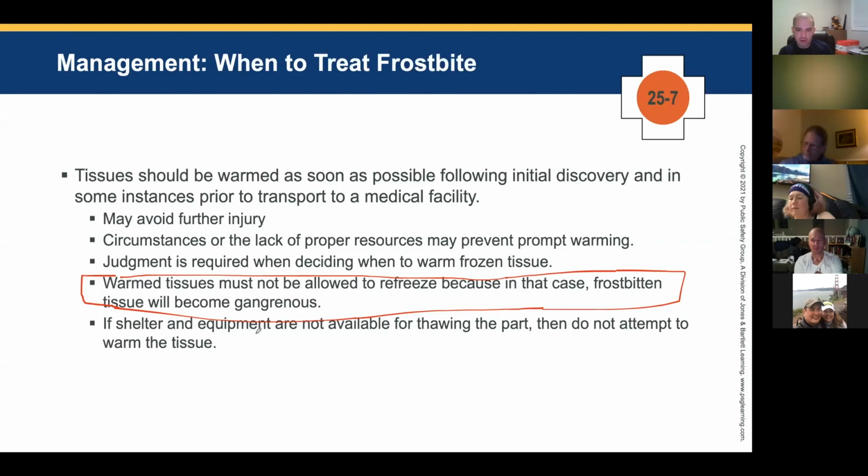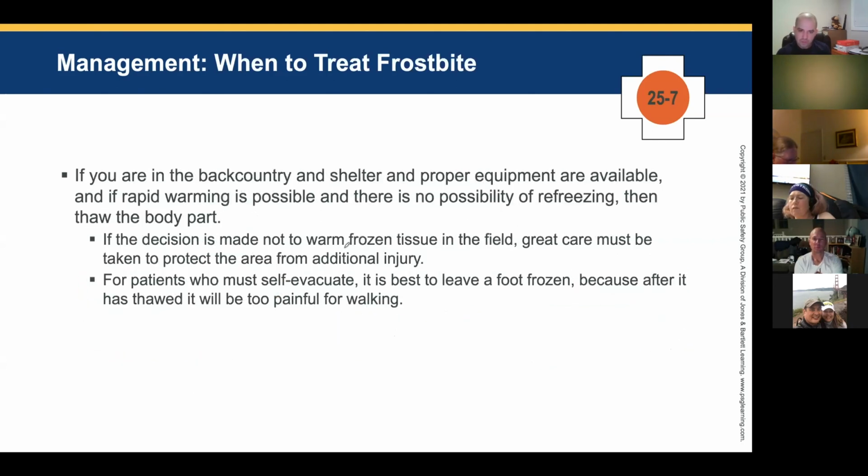If shelter and equipment are not available for the thawing part, do not rewarm it. So let's say that we are in some kind of backcountry rescue and we have somebody with a frozen body part. We don't want to rewarm it in the backcountry. We want to rewarm it in the first aid room. So if you're in the backcountry and shelter and proper equipment are available, and if rapid warming is possible, there's no possibility of refreezing, then we can thaw the body part.